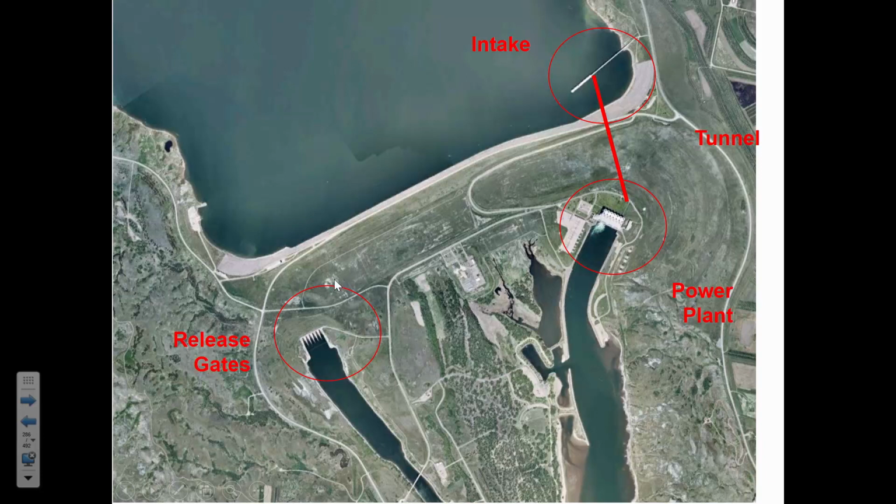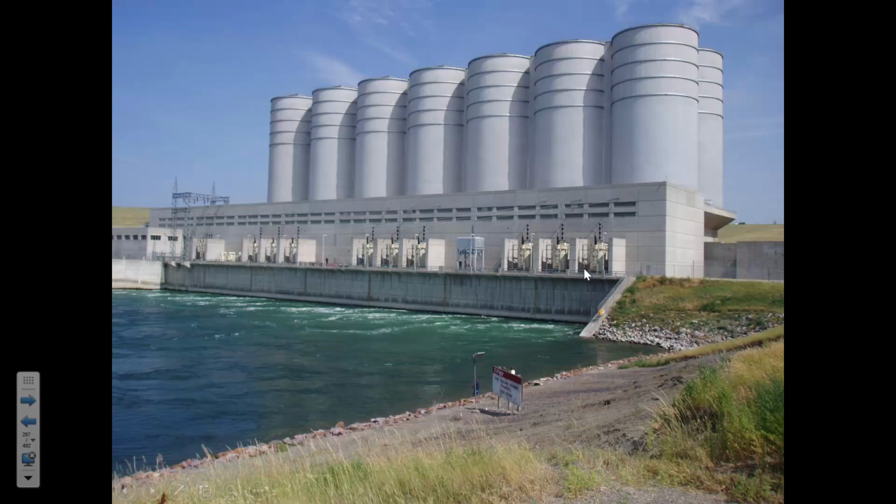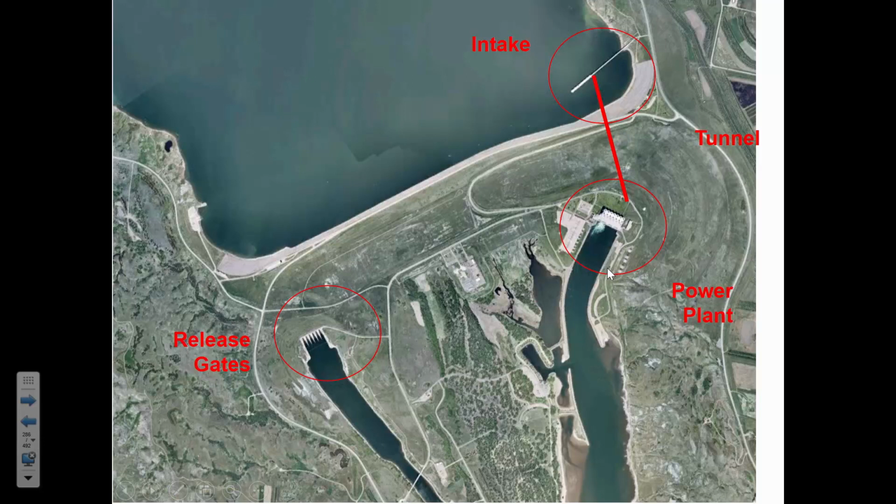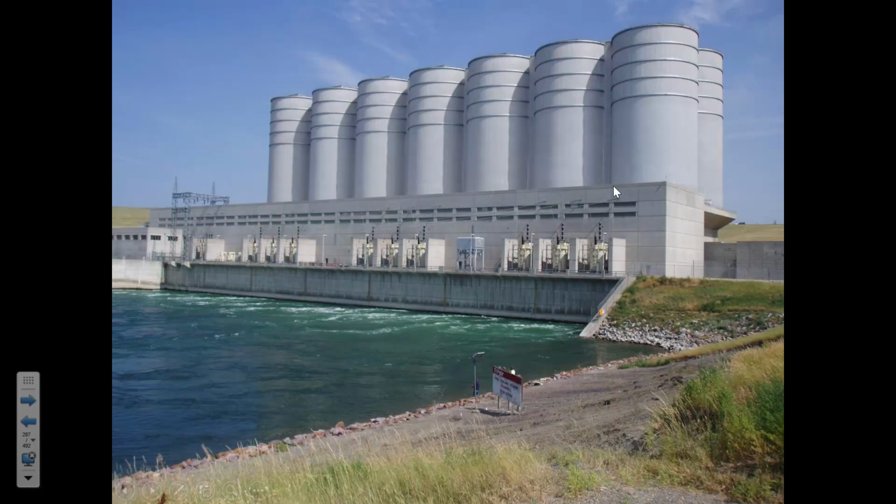But what we're going to talk about today is a situation a couple of years ago when there were lots of storms upstream of the dam, so the watersheds were contributing a lot of runoff into the dam, and there was so much water it couldn't all come out through the power plant. Here's a picture of the power plant if you were standing on the right side, looking northward towards the power plant.